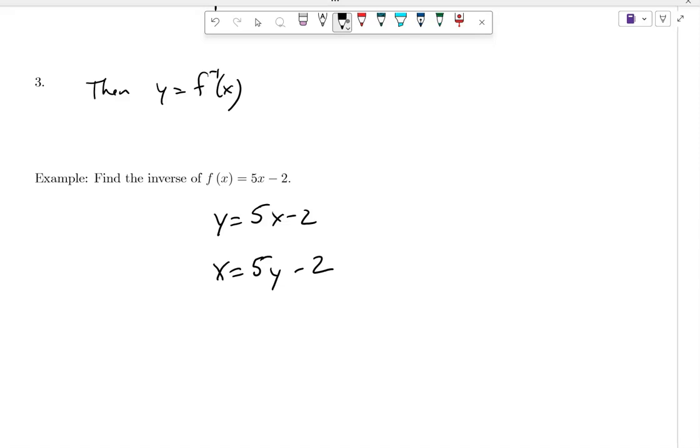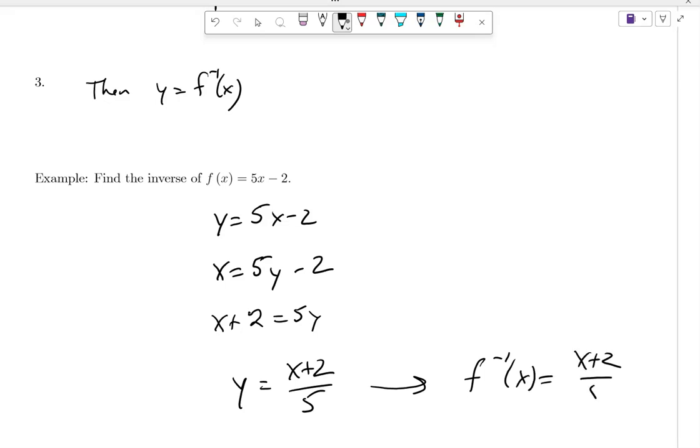The next thing says to solve for y. What do you need to do to solve for y now? Add 2, good. And then after we add 2, we divide by 5, good. Erase that 5 to make it not look so funky. Now we've got y equals something with x's. So that tells us that our f inverse of x is x plus 2 over 5. Those are the steps.